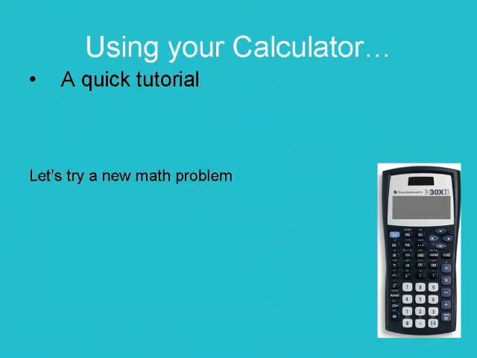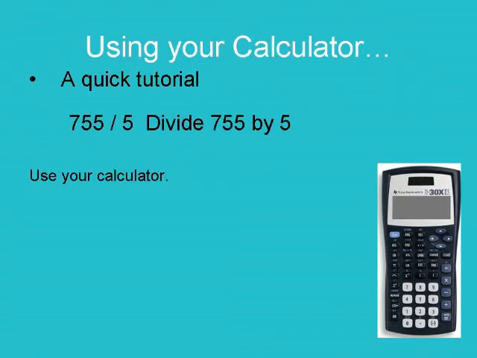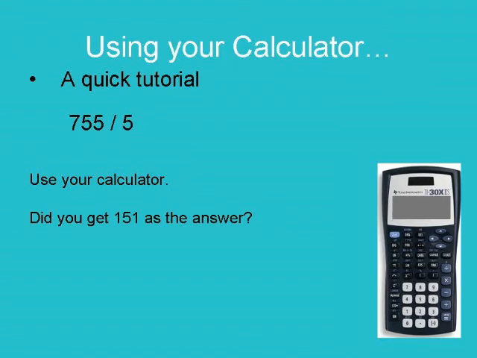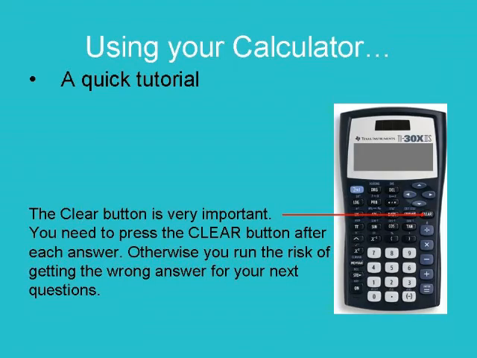Let's try a new math problem. Use your calculator. 755 divided by 5. So in other words, you're dividing 755 by the number 5. Did you get 151 as the answer? The clear button is very important. You need to press the clear button after each answer. Otherwise, you run the risk of getting the wrong answer for your next question.